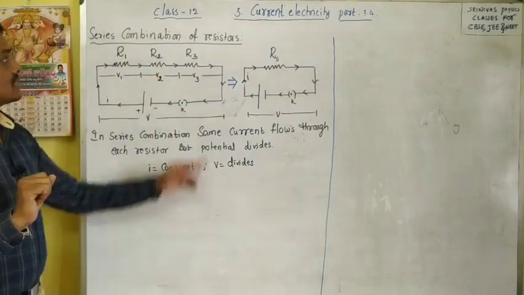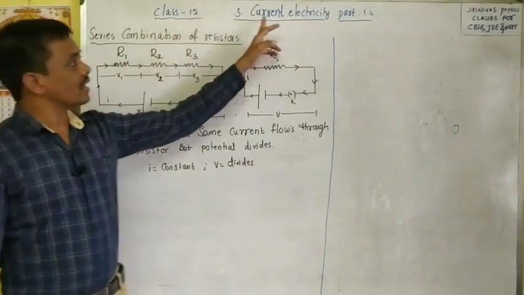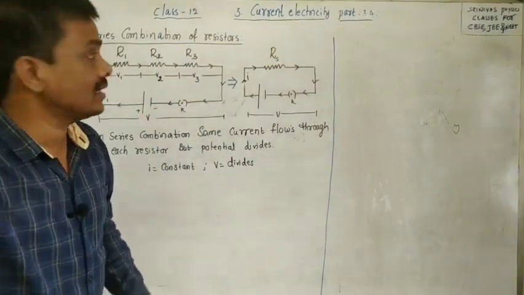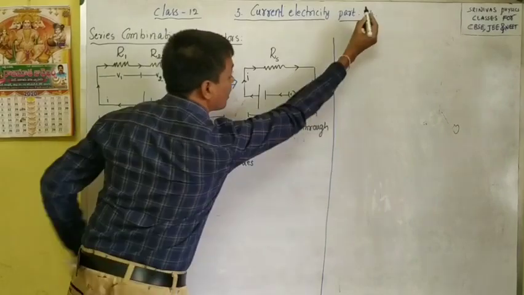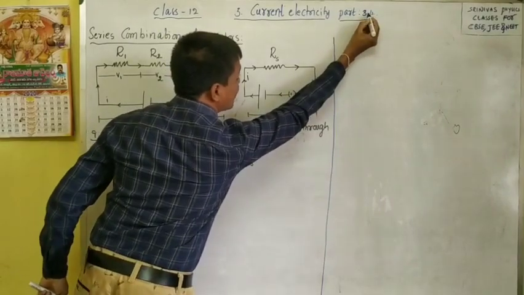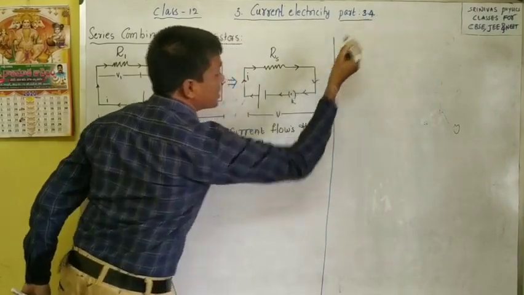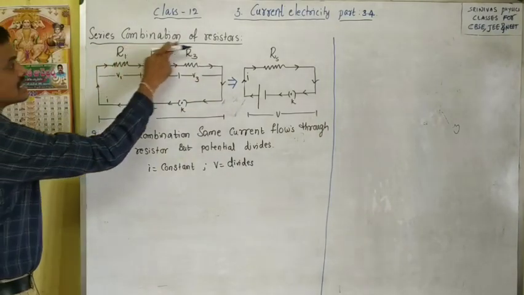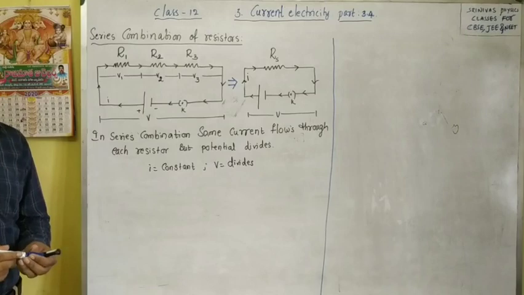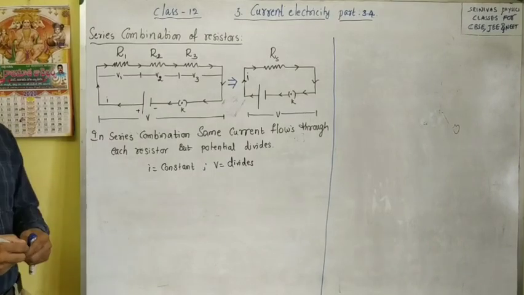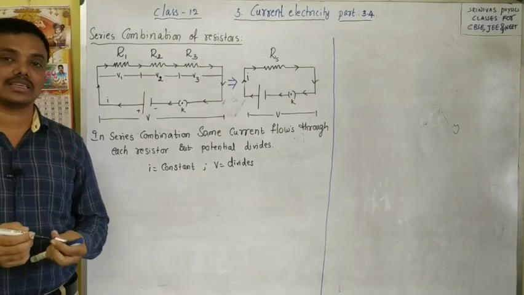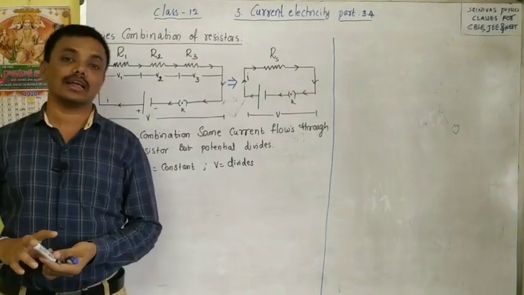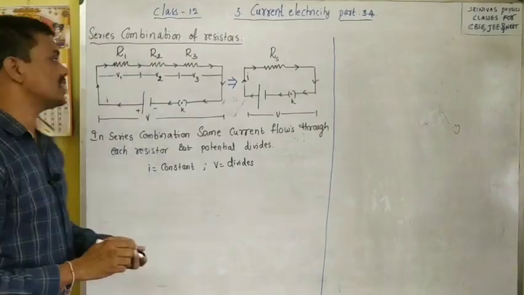Today's topic is class 12 current electricity part 3.4. In current electricity, 3 lectures are already completed. Now it is 3.4, and today's topic is series combination of resistors, and we are going to find out the effective resistance in series combination. You already learned this topic in the 10th class also. It was a very easy topic.